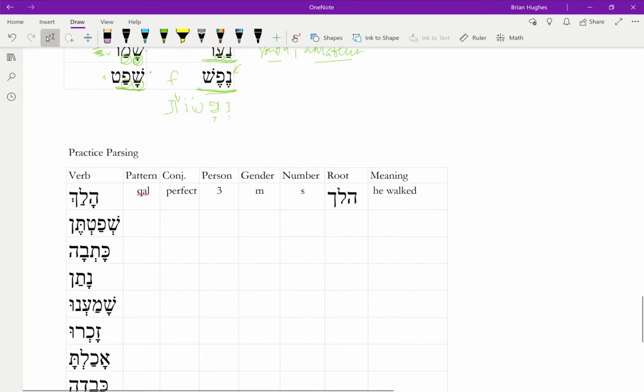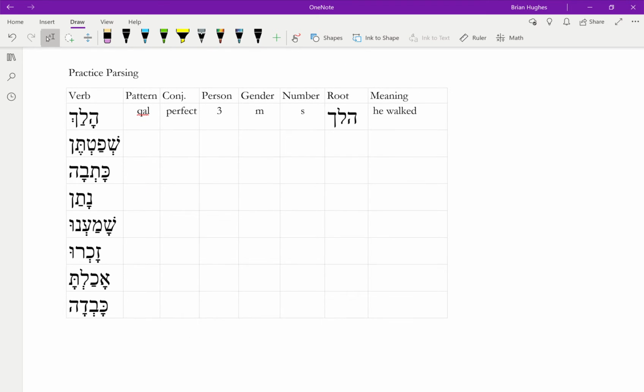All right, let's practice some parsing. So you can pause the video here. You can just follow along, whatever you want to do. So I'm going to read the verb, and then we'll practice going through and parsing it.